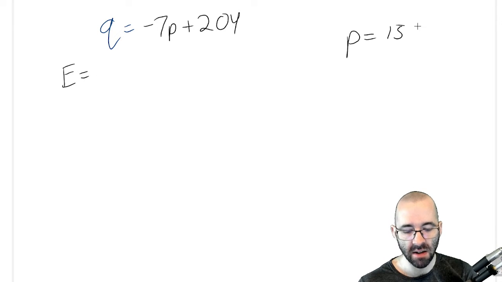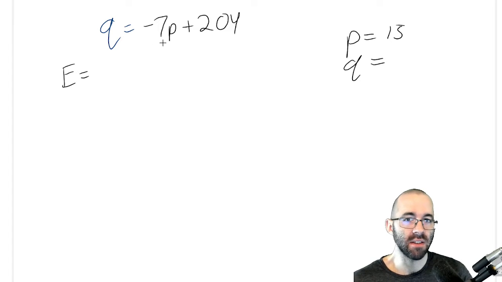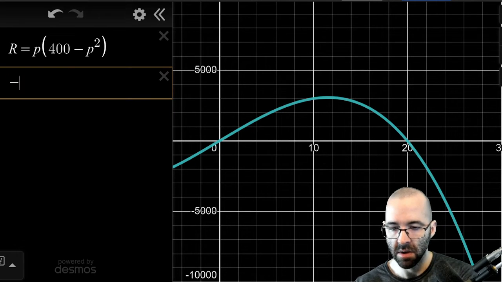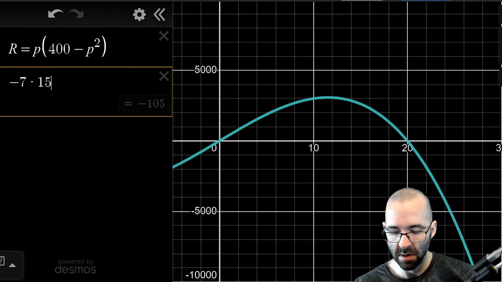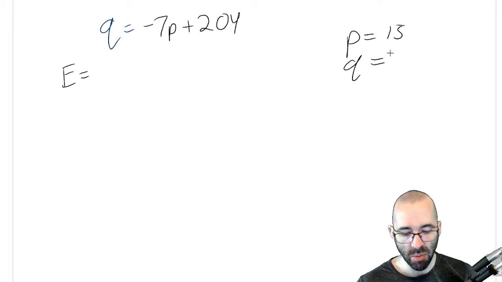P is 15. Okay, what does Q have to be? We'll use a calculator. Negative 7 times 15 plus 204. All right, we can sell 99 items at that price.